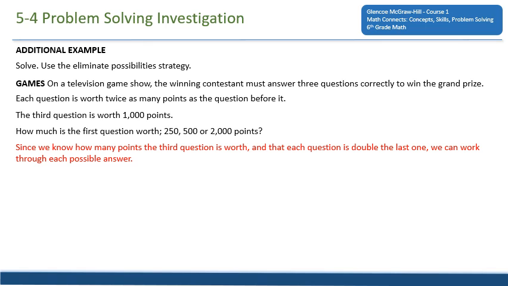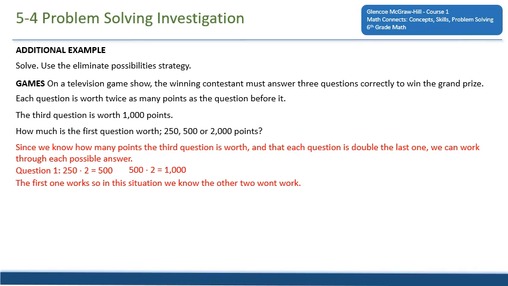Since we know how many points the third question is worth, and that each question is double the last one, we can work through each possible answer. So question 1, 250 times 2 equals 500. 500 times 2 equals 1,000. The first one works, so in this situation we know the other 2 won't work.